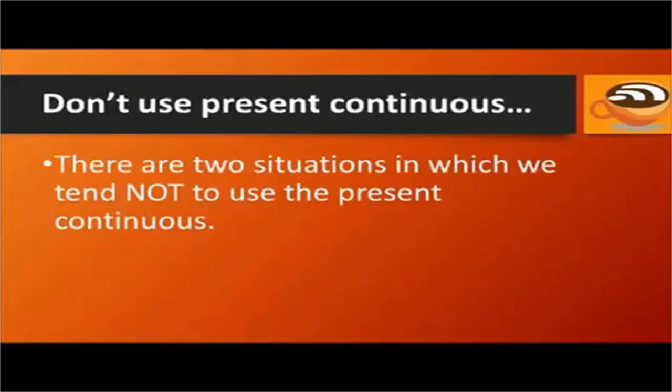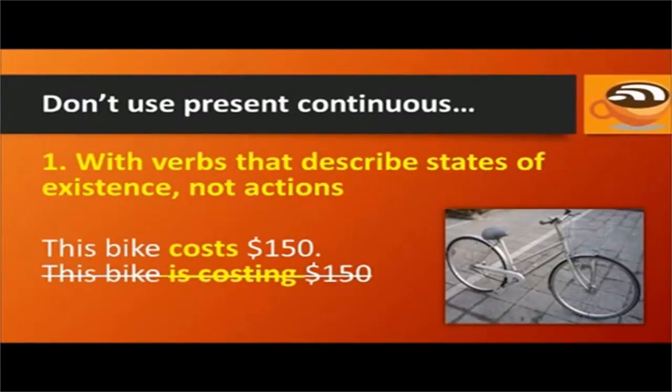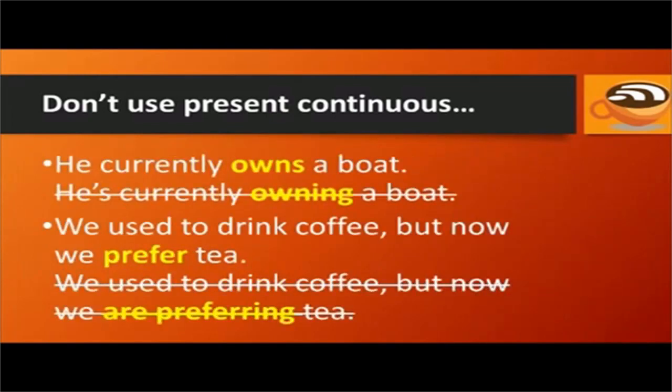There are two situations in which we tend not to use the present continuous. One is with verbs that describe states of existence, not actions. For example, this bike costs $150. Don't say, this bike is costing $150. He currently owns a boat. Don't say, he's currently owning a boat.